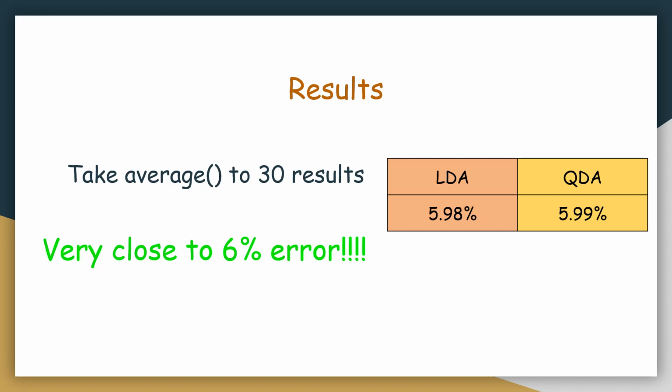The LDA and QDA results are much closer to 6% after repeating the program 13 times, ranging from 5.98% to 5.99%. It is proof that discriminant analysis methods are relatively good classification methods when comparing their accuracy.